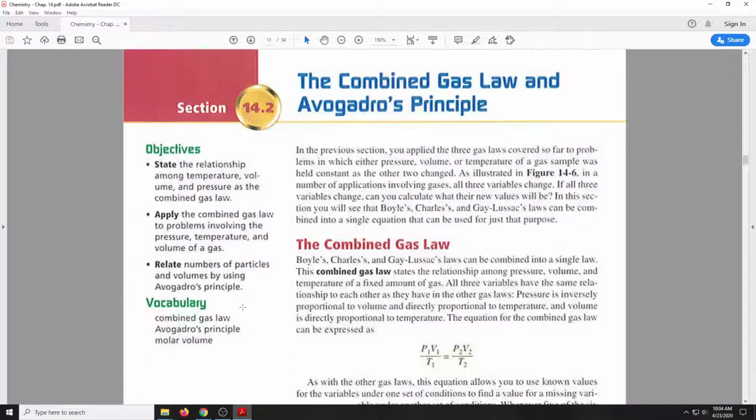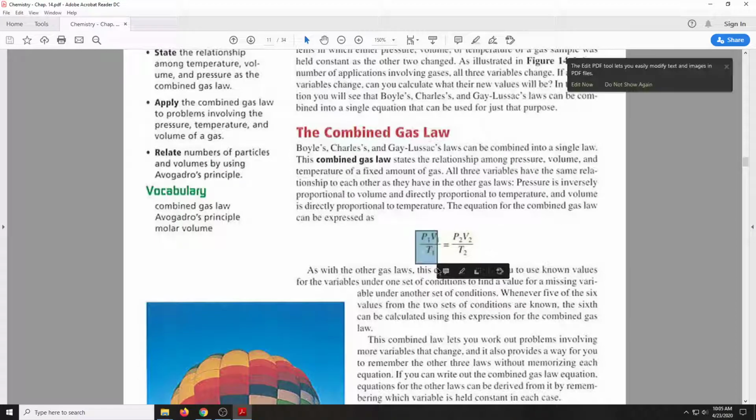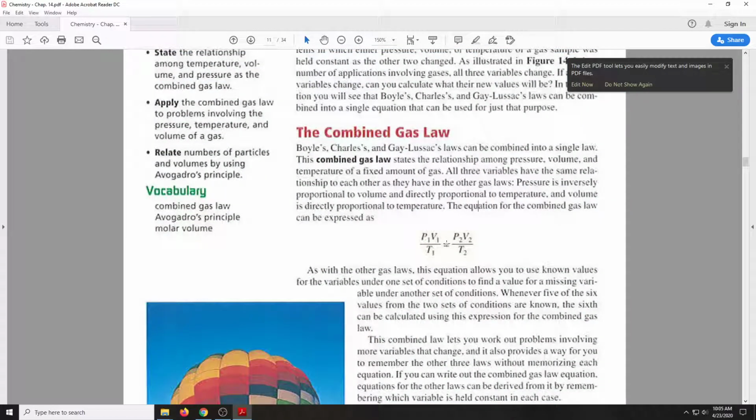That's all of 14.1. 14.2 then says, well, what happens if we just put all those together? Because if we just look at this top right here, P1, V1, P2, V2, that's just Boyle's law. And if we ignore pressure, then that's just Charles's law. And if we ignore volume, then that's just Gay-Lussac's law. So we can smush all of them together and just use this equation for everything.